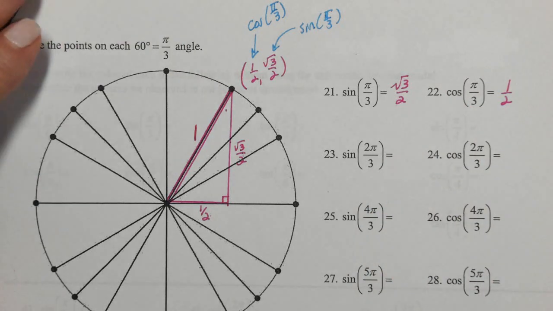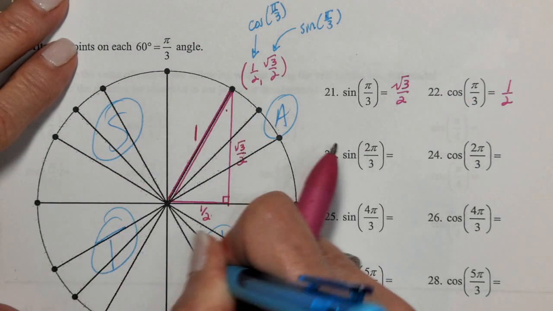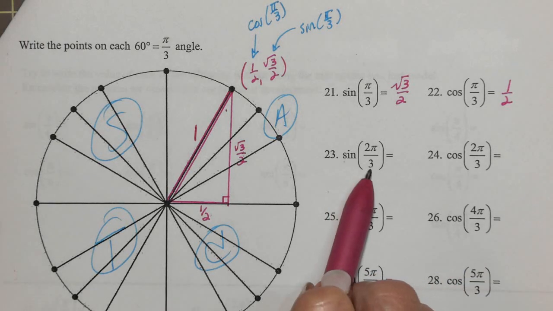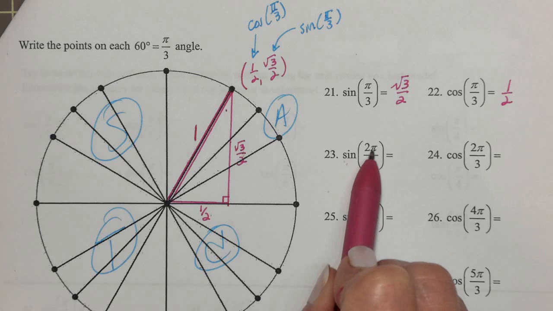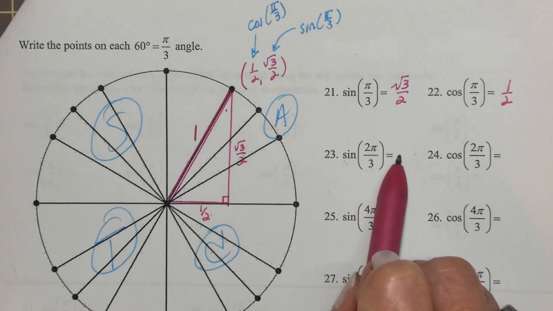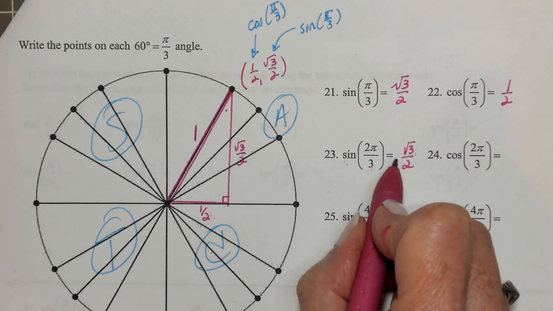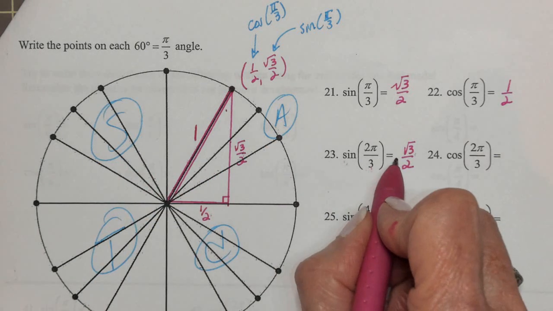Then we're going to use All Students Take Calculus to do the other quadrants. As soon as I see I'm looking at a pi over 3 angle, all I have to do is look at the quadrant. I know sine of any pi over 3 angle is square root 3 over 2. All I need to do is determine if it's positive or negative. Is it positive or negative? Well, this angle is in quadrant 2, where sine is positive.